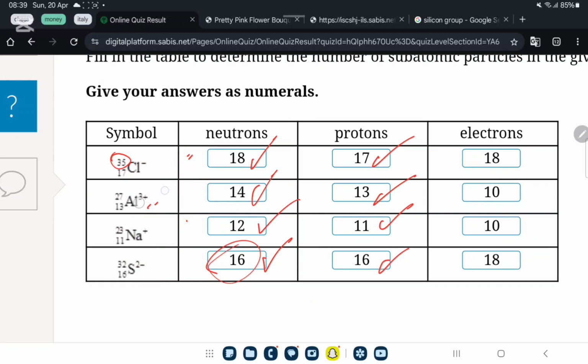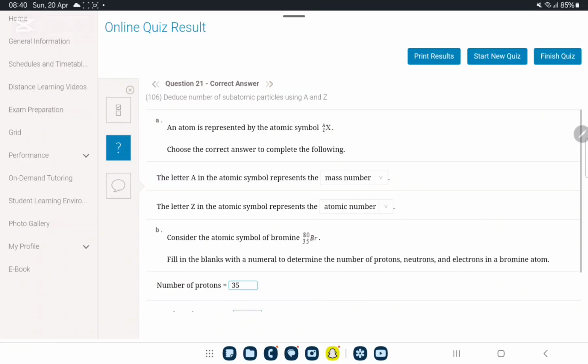Honestly guys, you don't need any help to do this, just do it on your own. And then 17 minus the charge minus 1, so minus 1, it's 18, 18 electrons. 13 minus 3, positive 3, 10 electrons. 11 minus positive 1 equals 10 electrons, and 16 minus 2 equals 18 electrons.